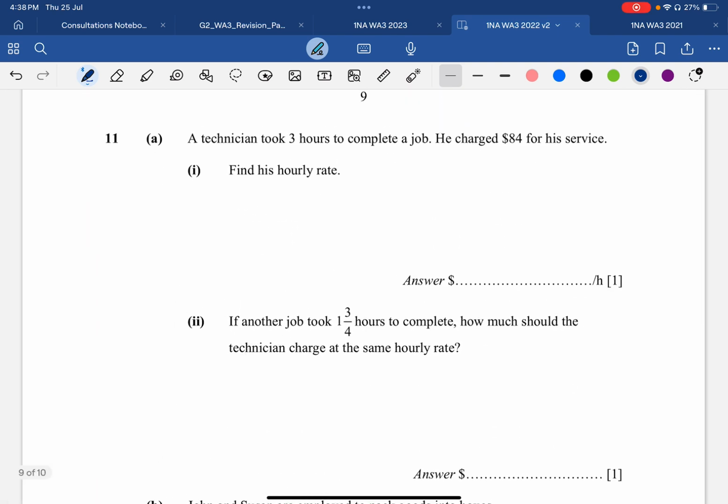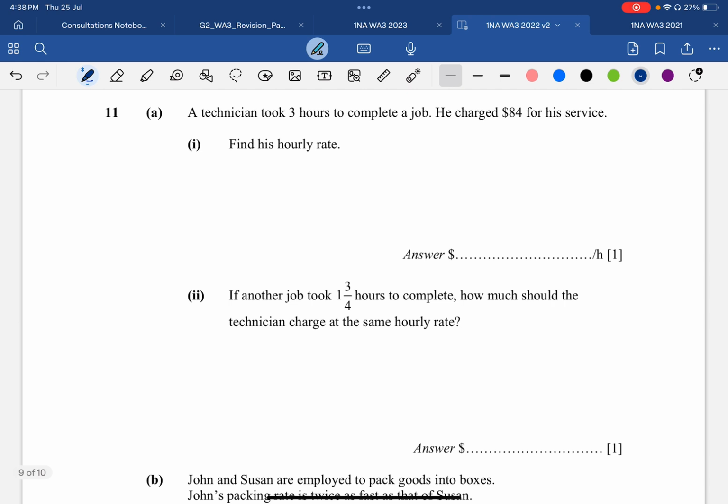Okay, let's look at question 11. A technician took 3 hours to complete a job. He charged $84 for his service. Calculate his hourly rate. So, $84 for 3 hours. You just take 84 divided by 3 to give you 28. So he works for $28 per hour.